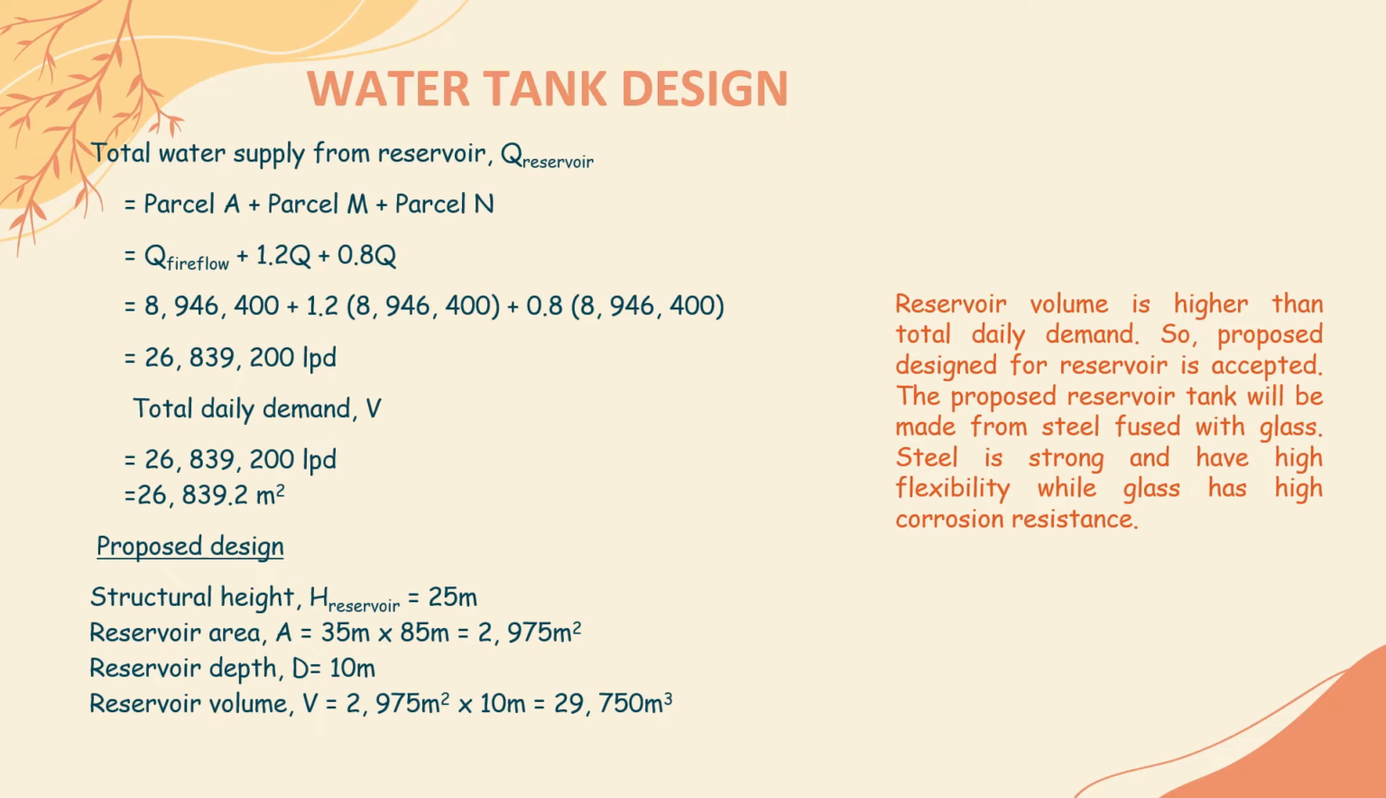The structural height is 25 meter. The reservoir area and depth are 2,970 meter square and 10 meter respectively. And the reservoir volume is 29,750 meter cube. Reservoir volume is higher than total daily demand, so the proposed design for the reservoir is accepted. The proposed reservoir tank will be made from steel fused with glass. Steel is strong and has high flexibility while glass has high corrosion resistance.